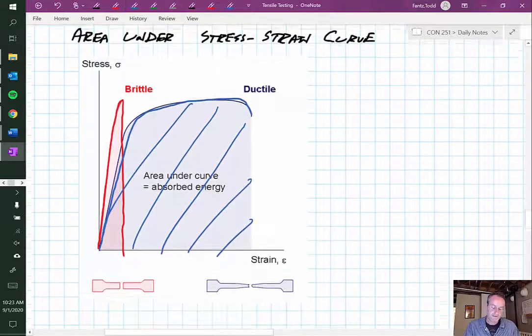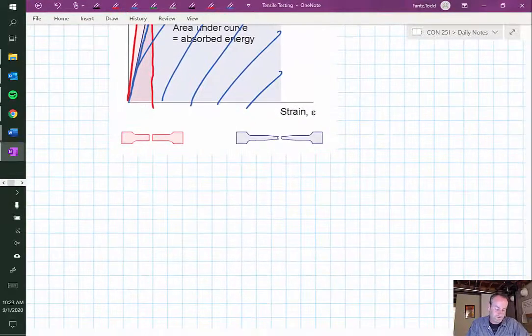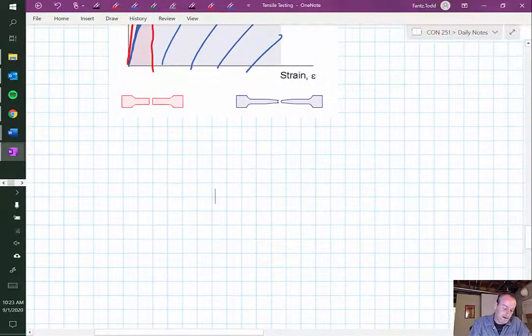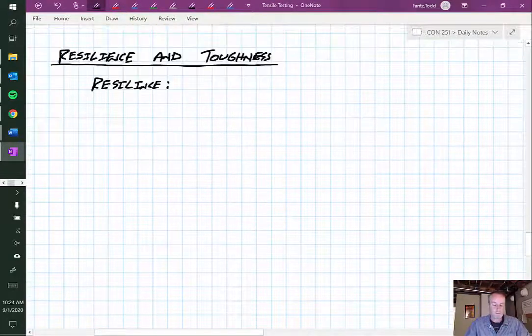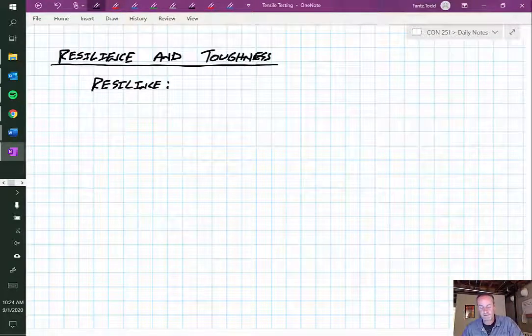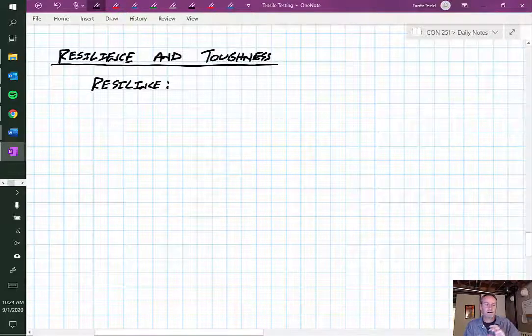Now, with that same idea of energy, there are two terms that we should be familiar with, and those are resilience and toughness of the material. So for resilience, what resilience is when we talk about material strength is the ability to absorb this energy and go back to its original shape.